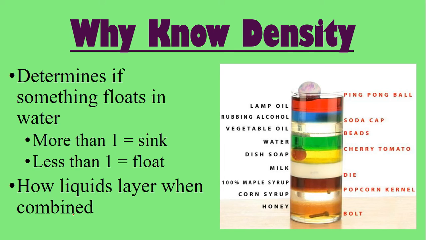And like I mentioned, density helps us determine layers of liquids. You can see this in this picture here. It has all these different liquids in here. You can even see where water is, and you can layer them. Anything below water is denser than water. Anything above water is less dense than water. And the lamp oil is the least dense of these liquids, and honey is the most dense. And then you can kind of see some of the different substances that they placed in there.